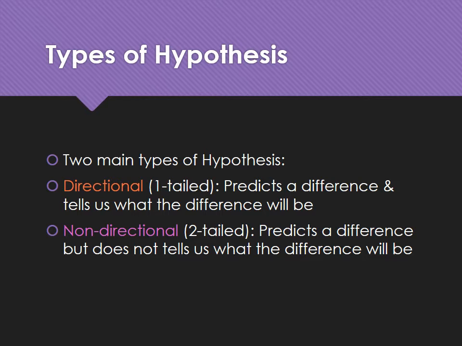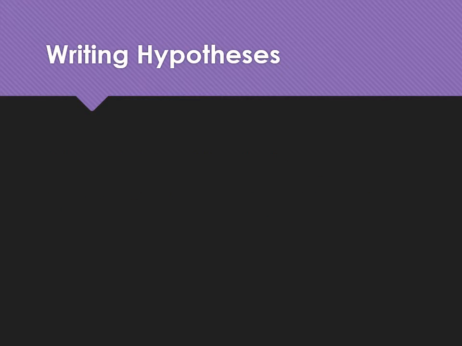So whereas our directional hypothesis might tell us that girls will be better than boys at football, our non-directional hypothesis would just say there will be a difference in the ability at football between boys and girls. It doesn't say which one's better, just says that there is a difference there. Right.